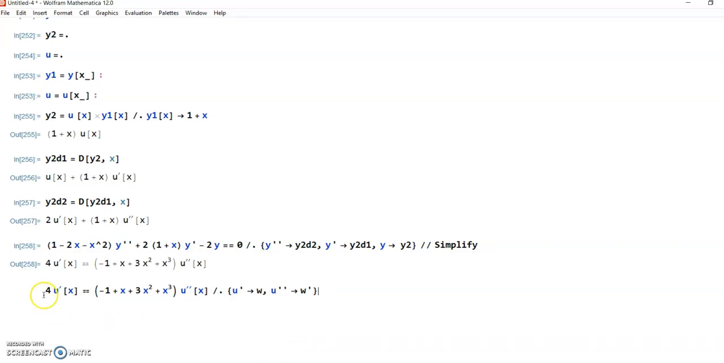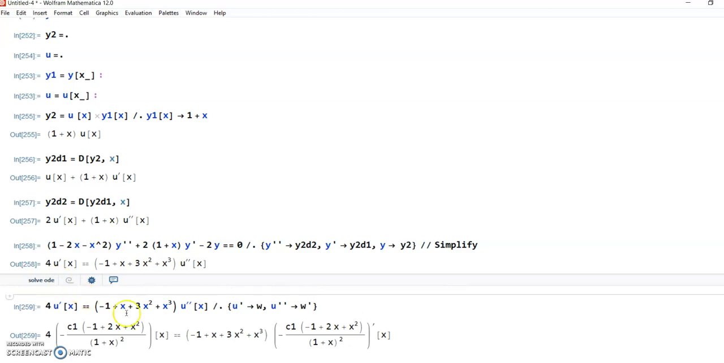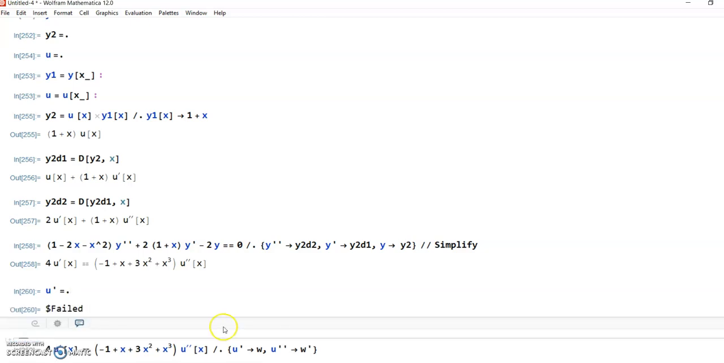So what I have done over here is that I have taken this equation and replaced u prime with w and u double prime with w prime. In this way this equation will become like this. Here I think I am getting some error, so maybe I can try to clear it. Okay, it's okay.